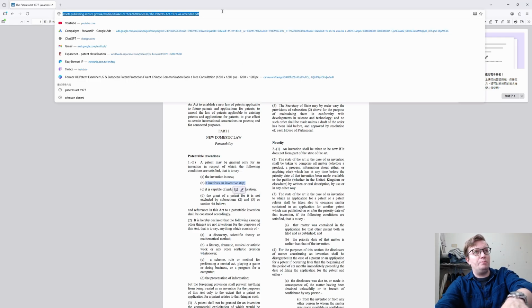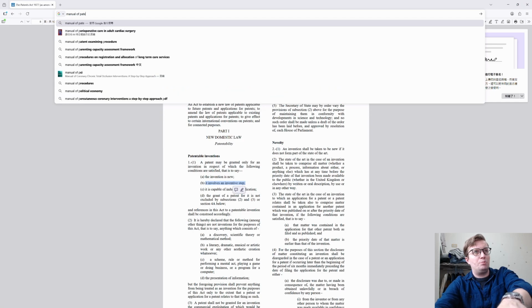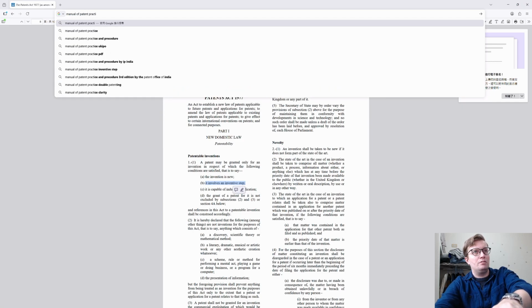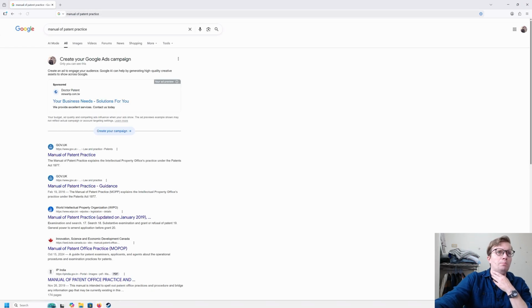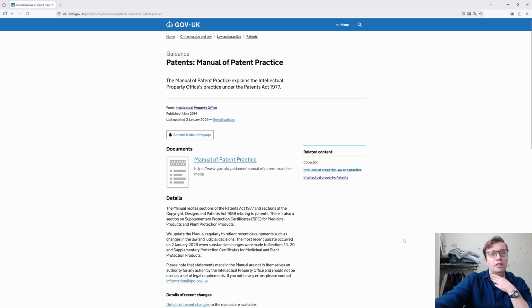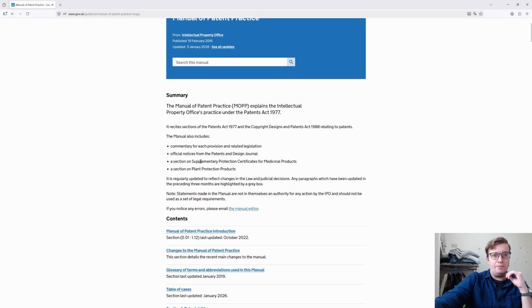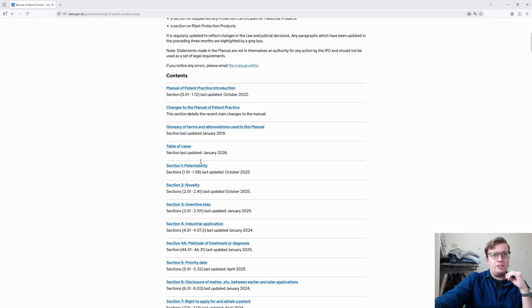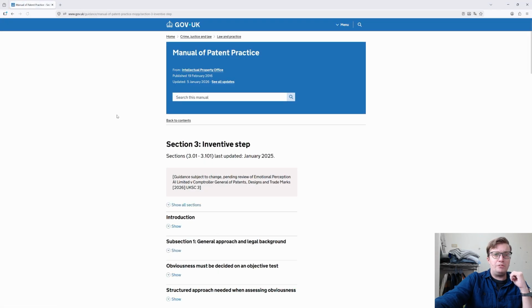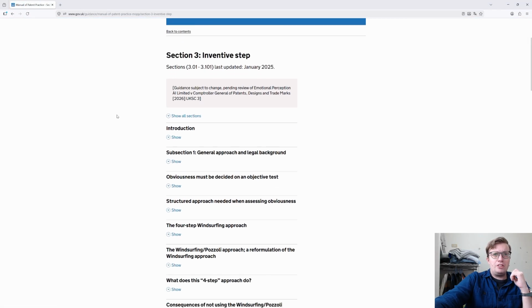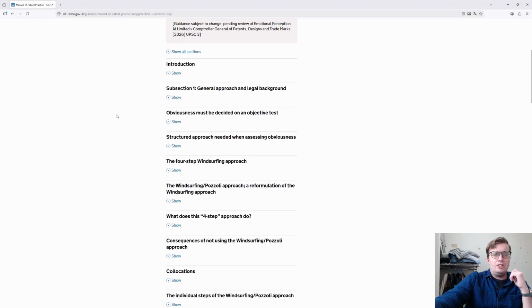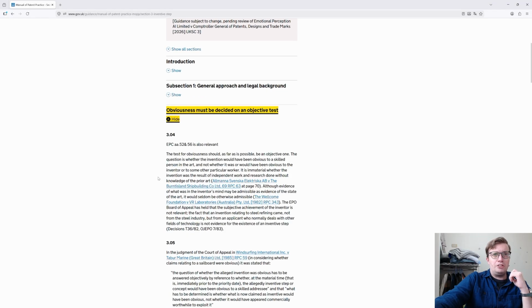So we're going to look at the Manual of Patent Practice, or MOPP, as we called it back in the day, or I think they still call it that. Okay, the Manual of Patent Practice. So this is what all patent examiners read and use to help them decide on issues like inventive step, okay? So let's take a look at section 3, which is inventive step. So this tells us about obviousness, okay?